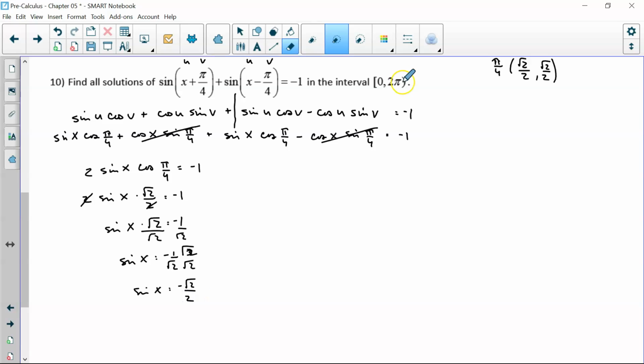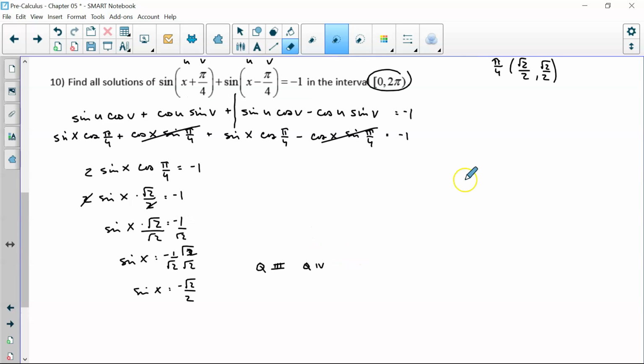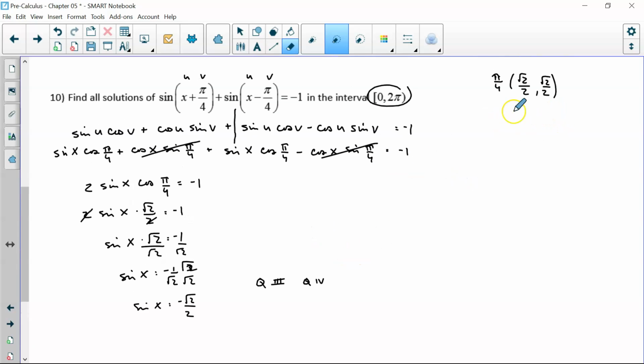Now, we're only solving between 0 and 2 pi. Sine is negative in quadrant 3 and quadrant 4. Sine is going to be root 2 over 2 when we have a pi over 4. Something pi over 4 and something pi over 4.